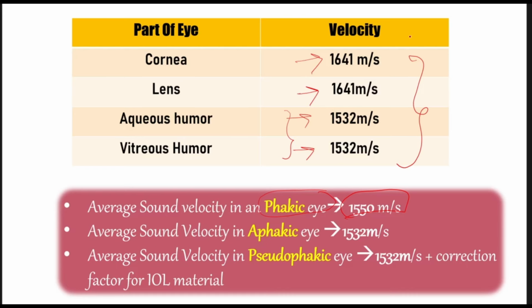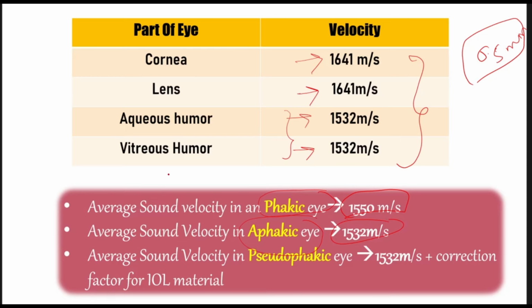Now, the cornea is not routinely factored in because its thickness is really small, about 0.5 millimeters, and therefore the velocity of sound in the cornea is usually not factored in. The average sound velocity in an eye which does not have the lens, that is an aphakic eye, will come to about 1532 meters per second.